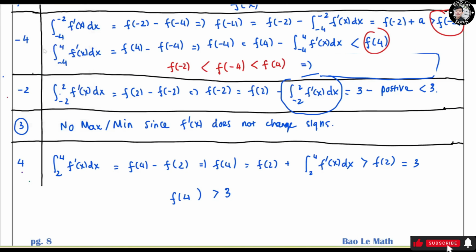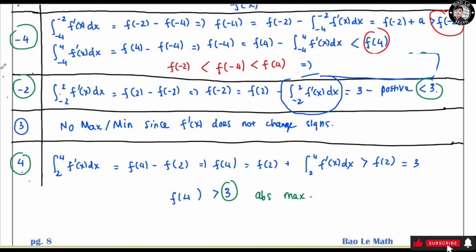Now we're going to make a conclusion. We have f(-4) right here, always less than f(4), right? And f(4) right here, always greater than 3, right? So this is the absolute maximum, right? And the absolute minimum is right here, because this is less than 3, right? So at s equals negative 2, right?